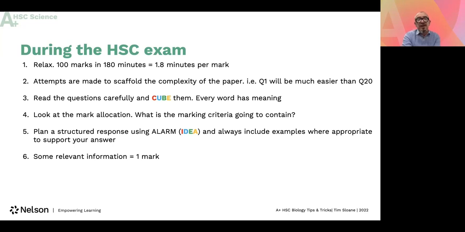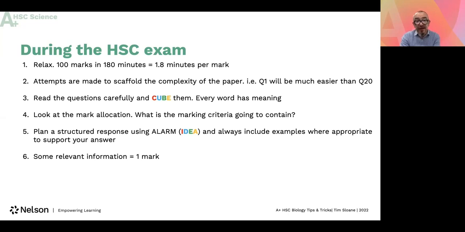Now, it's worth noting that attempts are made to scaffold the complexity of the paper. This is not just biology, but it's applicable across all of your courses. They attempt to make question 1 easy, and then we move our way through the 20 multiple choice to the more complex questions. That's certainly the intent, and that's just to ease you into the paper. So don't be thinking they're out to trick you. The goal is certainly not to trick you. It's to ensure that you demonstrate the knowledge that you have. But just be mindful that it's a nice relaxing start to the paper, and as we move our way through, it's going to require a little more thinking and planning on your part to answer the questions.